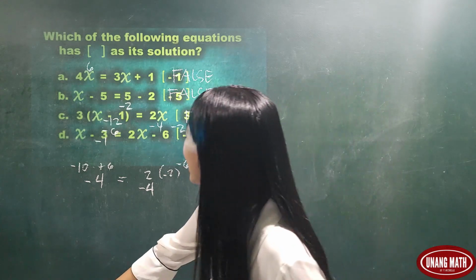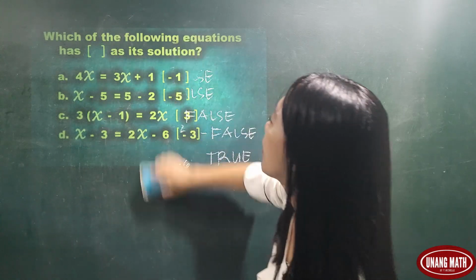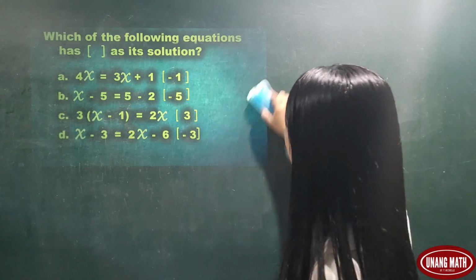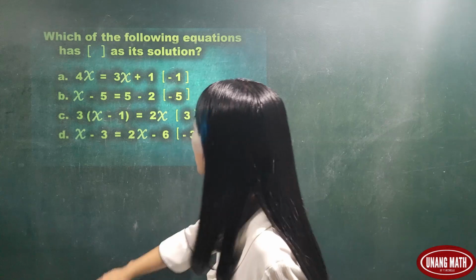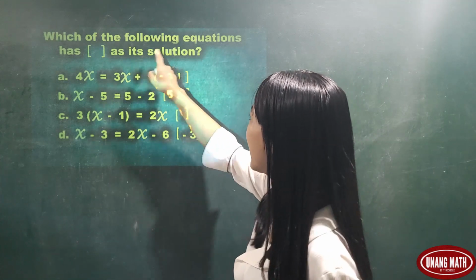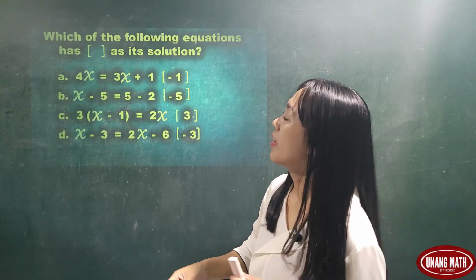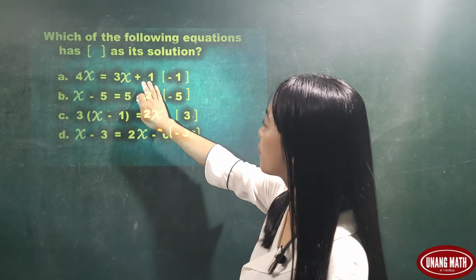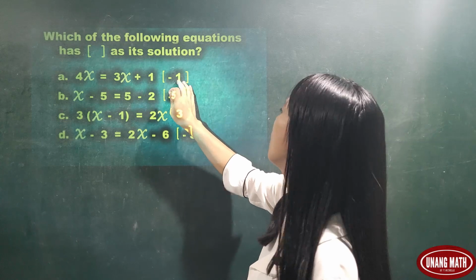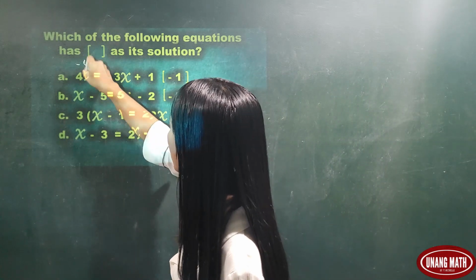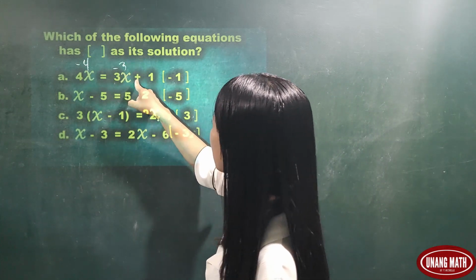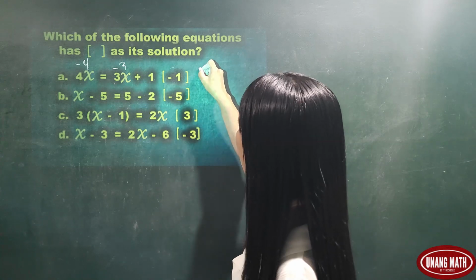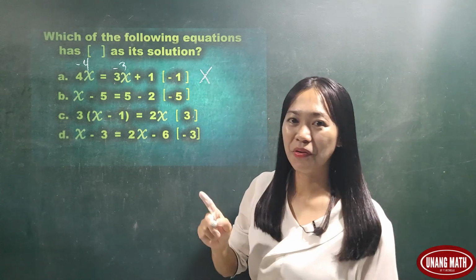Okay, let's move on to the next problem. Which of the following equations has this value inside the parentheses as its solution? Okay, let's check the first one. 4x is equal to 3x plus 1. So if the value of the variable x is negative 1, this is negative 4, this is negative 3 plus 1, negative 2. So this is not correct.